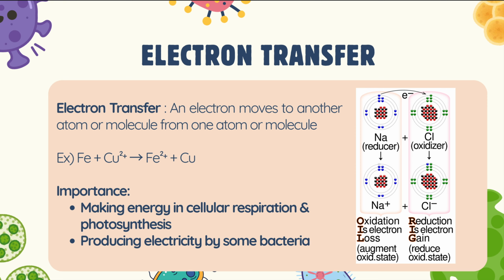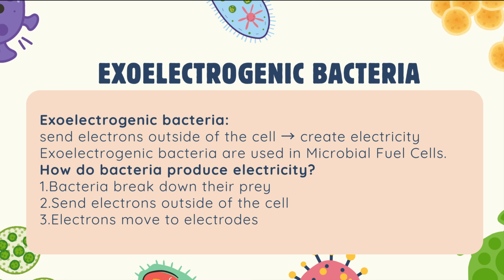Electron transfer is important in biological and chemical systems. Electron transfer makes energy in cellular respiration and photosynthesis, and also produces electricity by some bacteria. As I told you, some bacteria make electricity, such as exoelectrogenic bacteria. Exoelectrogenic bacteria are bacteria that send electrons outside of the cell and create electricity. They are used in microbial fuel cells for electricity technology.